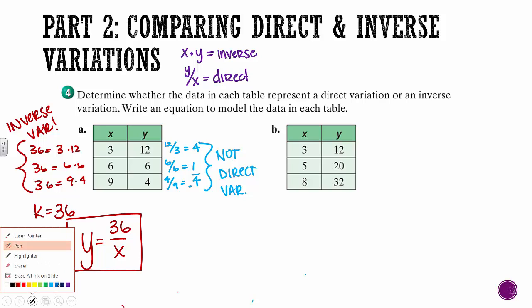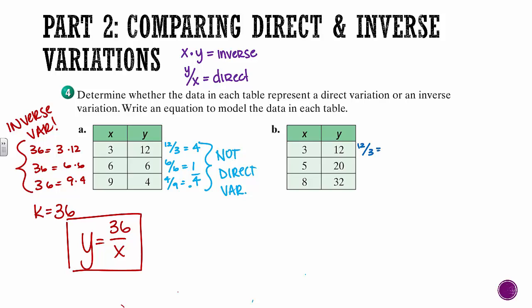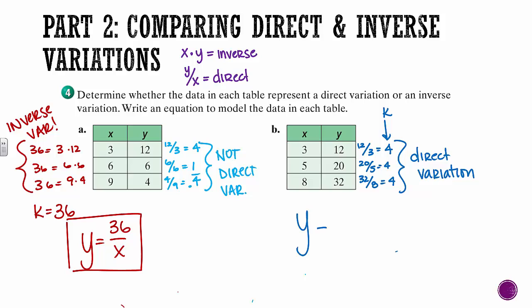Let's try the same thing with the other one. So the first thing I'm going to do is find the quotient. 12 divided by 3 is 4. 20 divided by 5 is 4. And 32 divided by 8 is 4. So because all of these are the same, that means that this is direct variation. And what we just found right here, this 4, is our k. And remember, direct variation looks like y equals k times x. So instead of the k here, we have 4. So a lot to remember, but you basically just have to commit this to memory.